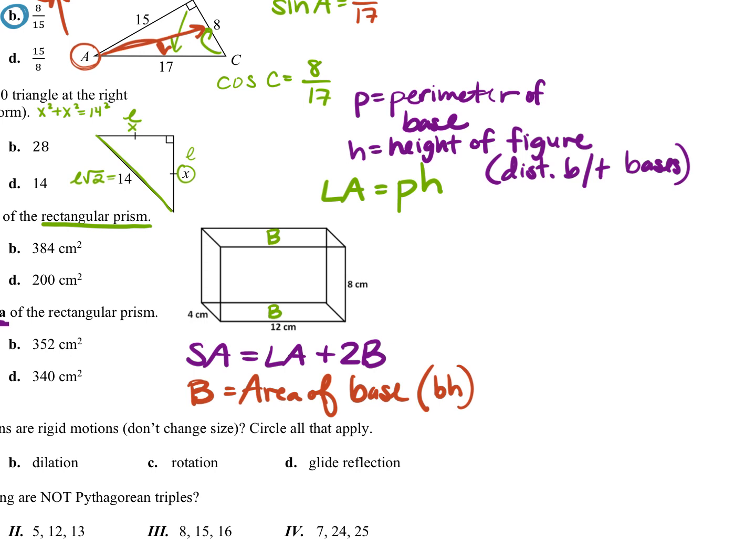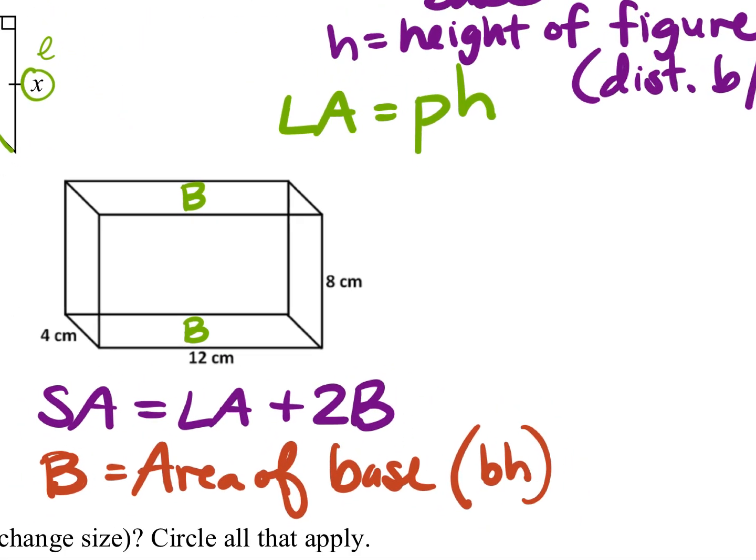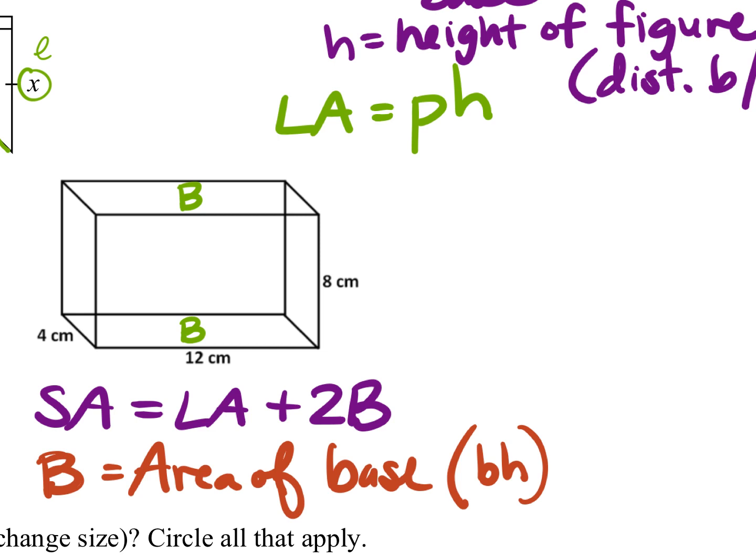So if our lateral area is P times H, P is the perimeter of the base. To find the perimeter of the base, what are you doing? Remember, perimeter is the distance around. 12 plus 4 plus 12 plus 4, right? The distance all the way around that will be your perimeter. So 24 plus 8 is 32 for P.